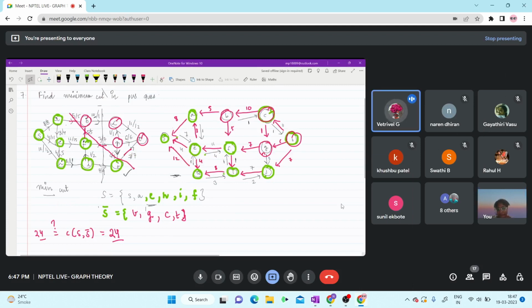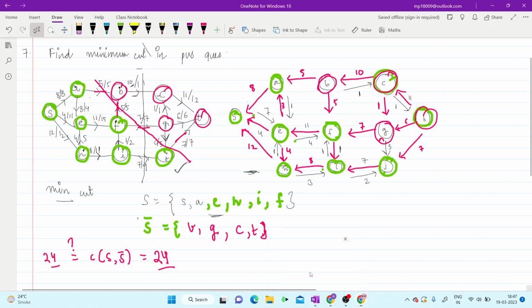Ma'am, to find the minimum cut, you have taken the vertices which are linked to S as one partition, and the other vertices as another partition. So that will give the minimum cut, right? Which is equal to the maximum flow. But if we avoid any one such vertex which is linked to S, we don't get the value equal to the maximum flow. No, it need not be that. That is not necessary. This is just one method.